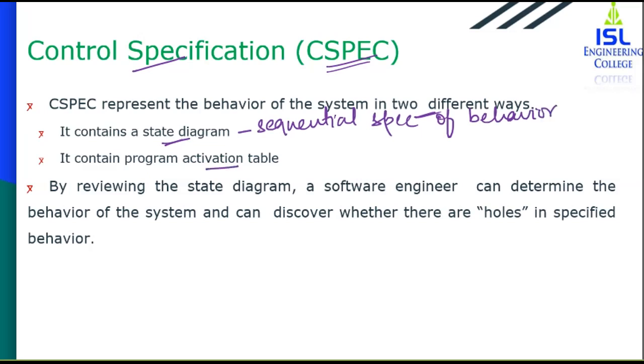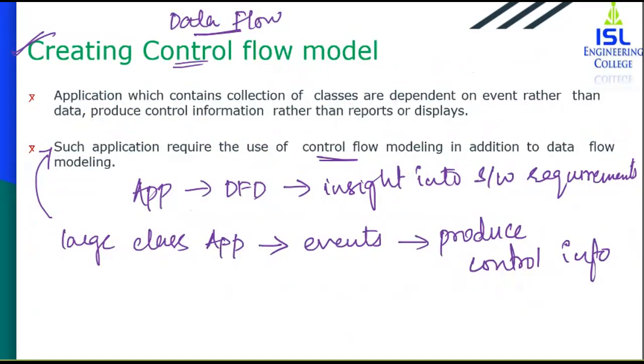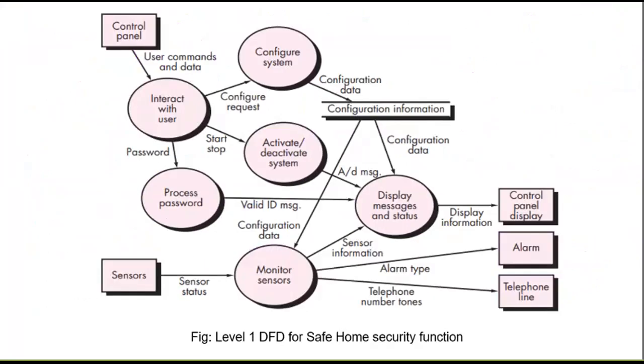Second one is it is going to make use of an activation table. Now what is an activation table? Activation table is a combinatorial specification of the behavior. Now within the state chart diagram, you're going to have a sequence, that is first step is happening, then the second, then the third. Whereas the activation table shows which particular event has triggered different behavior. Within this particular diagram, we have got three events: the control panel, the alarm, and the telephone line. This is a combinatorial representation.